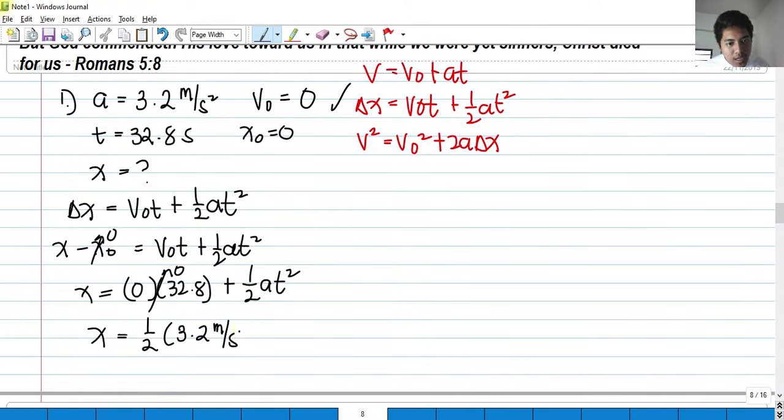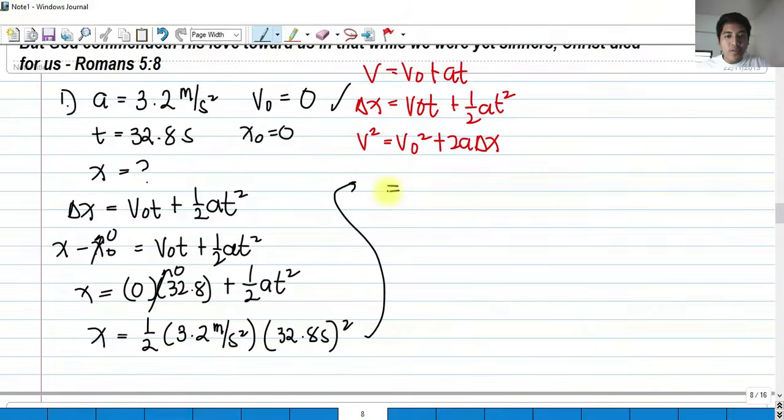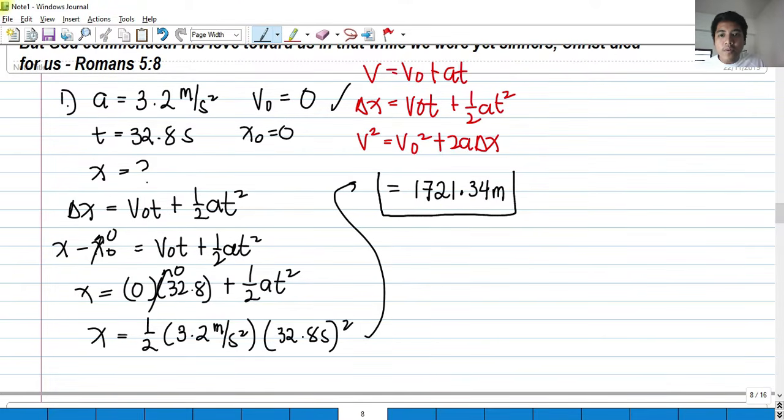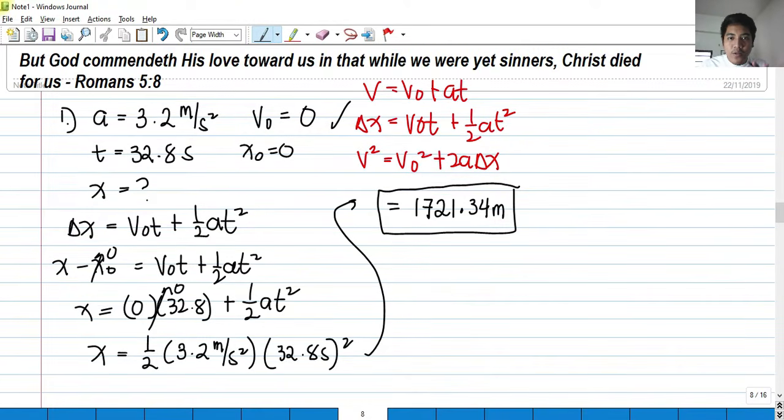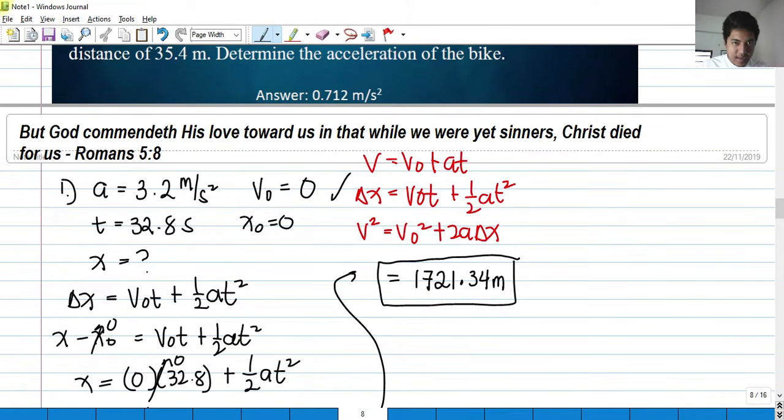3.2 meters per second squared multiplied by time squared, 32.8 seconds squared. So if we're going to solve that using our calculator, the answer should be 1721.34 meters. So before it finally takes off the ground, the airplane has already traveled 1721.34 meters in 32.8 seconds.